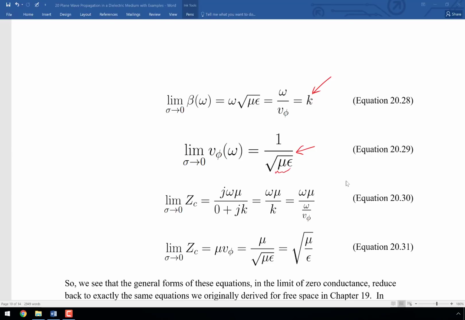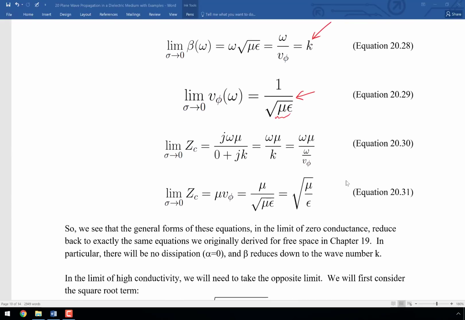And then the characteristic impedance is j omega mu divided by 0 plus j times k. If we do a little bit of algebra step by step, we end up with the same expression that we had before, again, where these are not mu sub 0 and epsilon 0, they're mu and epsilon. So there's the possibility that it would be different than 377 ohms, but there's no decay. And that's the thing that I want you to take away from the case of the insulator. There's no decay, beta goes to k, and then phase velocity and characteristic impedance go back to the equations that we've already seen.